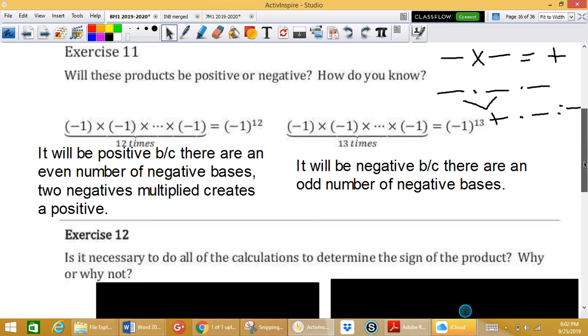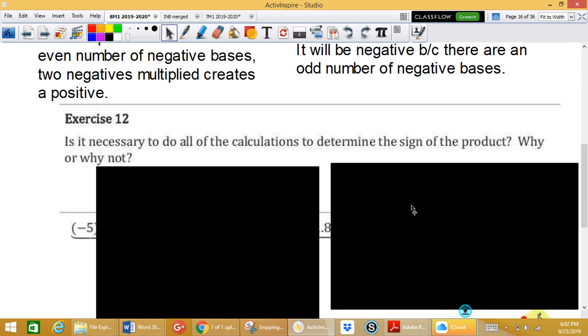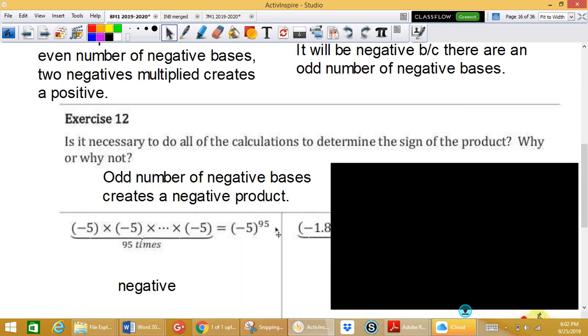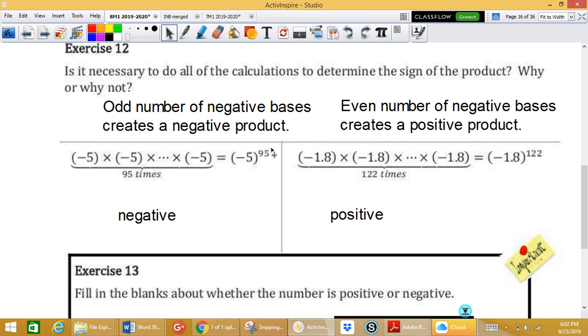Is it necessary to do all the calculations to determine the sign of the product? Why or why not? Absolutely not. An odd number of negative bases creates a negative product, and an even number of negative bases creates a positive product. So since 95 is odd, it'll be negative. Since 122 is even, it'll be positive.